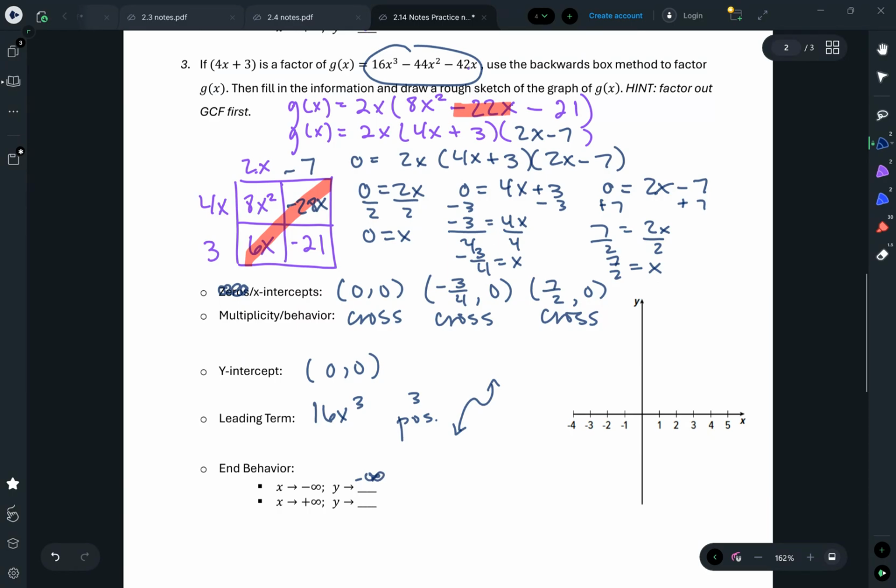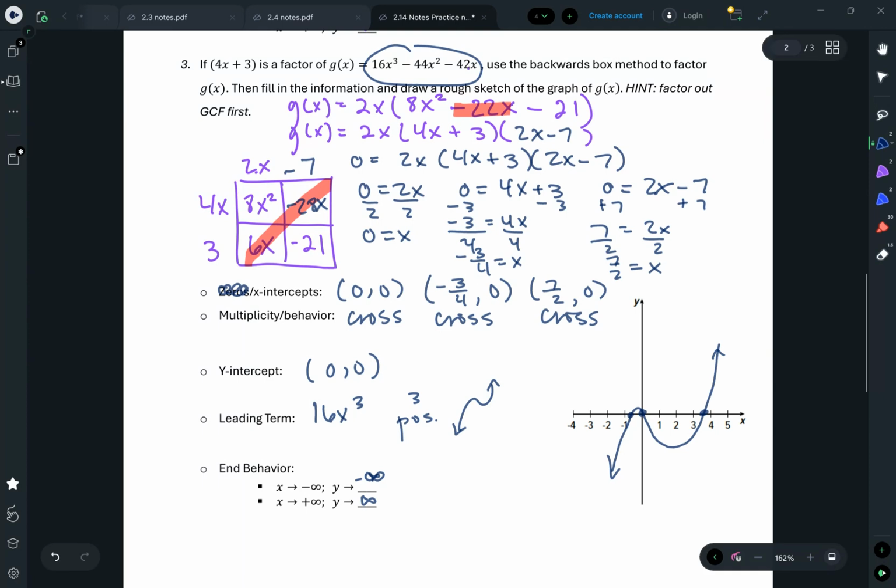And now we need to try graphing. So let's go ahead and make our point, 0, 0. 7/2 is like a 3.5. Negative 3/4 would be pretty close to the negative 1. And so now we're going to go ahead and make that same kind of graph shape. All right, looks great.